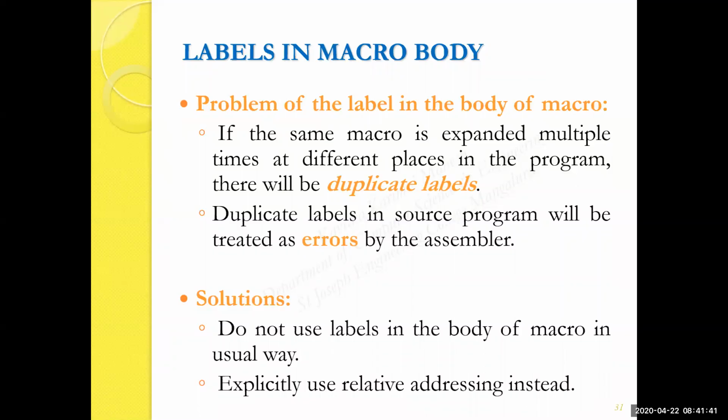the same set of statements will be generated at multiple points in the source program. So if the body of the macro includes a label, this leads to the generation of duplicate labels. And you already know that duplicate labels are not allowed in the source program and are treated as errors by the assemblers. So the solution is to try to avoid the labels in the body of the macro in a usual way and make use of some sort of relative addressing to refer to an instruction and avoid labels as far as possible.